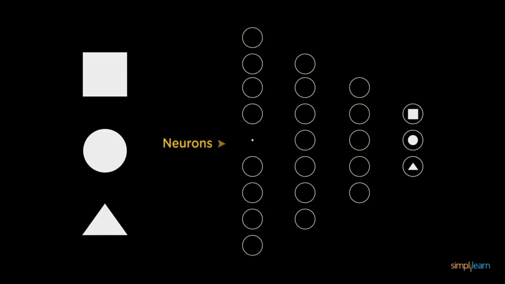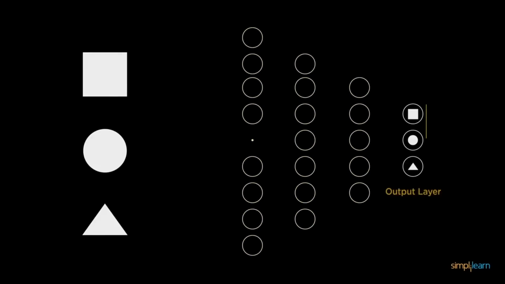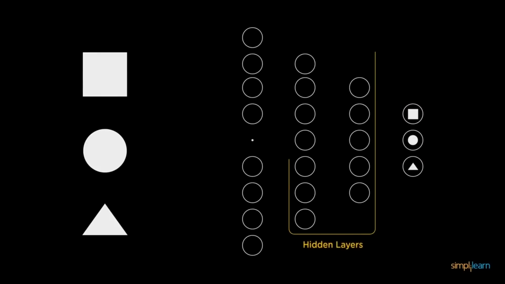Neural networks are made up of layers of neurons. These neurons are the core processing units of the network. First, we have the input layer, which receives the input. The output layer predicts our final output. In between exist the hidden layers, which perform most of the computations required by our network.